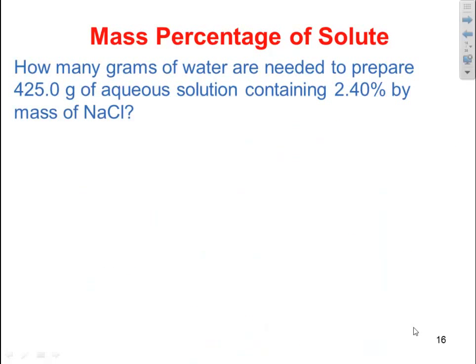How many grams of water are needed to prepare 425 grams of aqueous solution containing 2.40% by mass of sodium chloride? We have to realize that means something in a ratio, so I'm going to have to rewrite that. That's basically telling me I have 2.40 grams of sodium chloride per every 100 grams of solution.